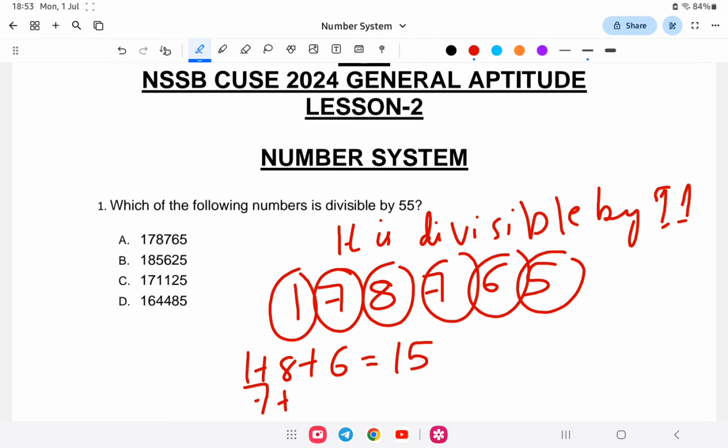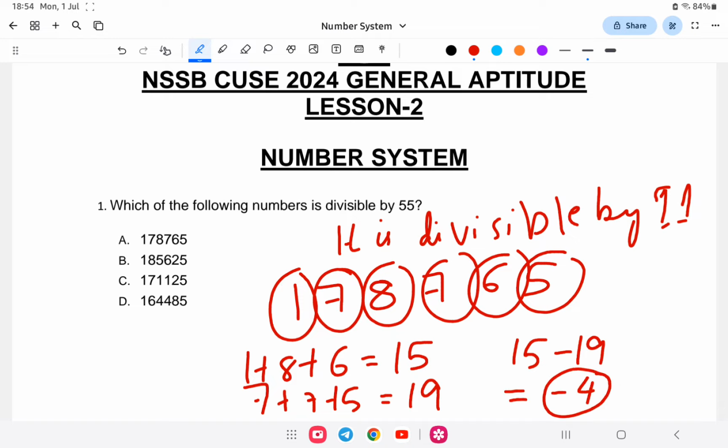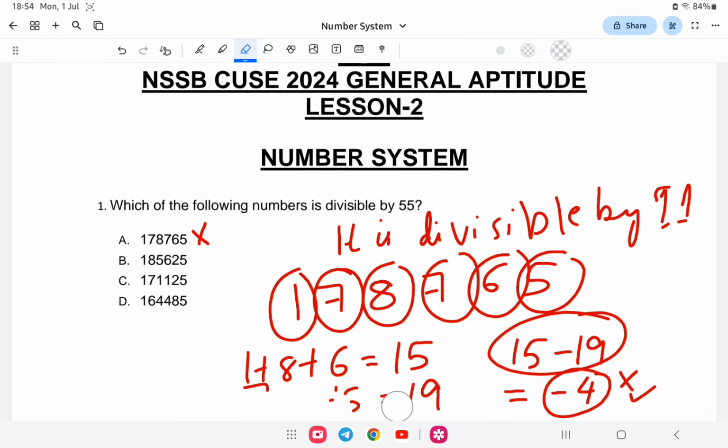7 plus 7 is 14, plus 5 is 19. That means 15 minus 19, which is minus 4. Minus 4 is not divisible by 11. So option A is cancelled because it is not divisible by 11. The difference should be divisible by 11, so option A is wrong.